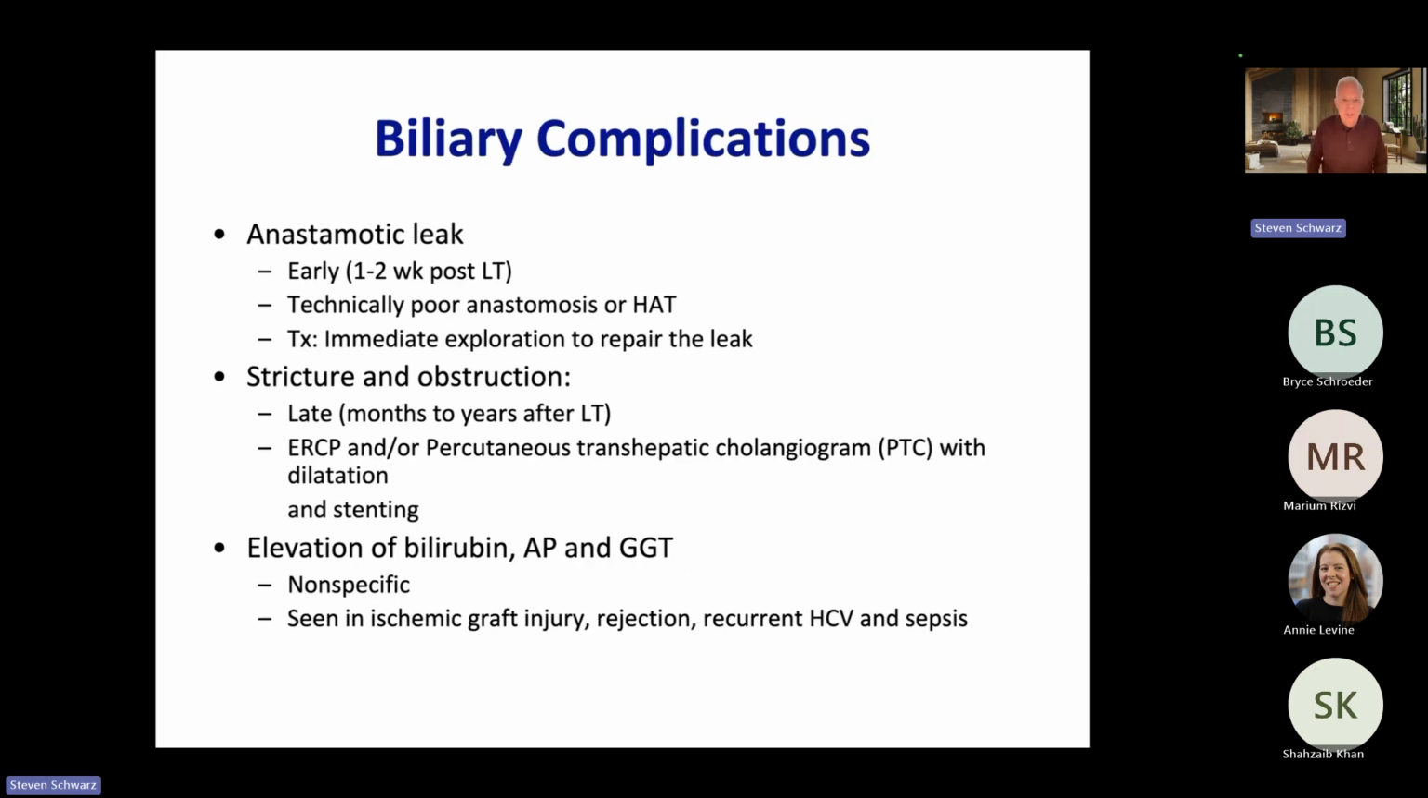Biliary complications, anastomotic leak, again, this can be related to a surgical problem or related to a poor anastomosis or hepatic artery thrombosis. And again, the treatment would be immediate exploration to repair the leak. The stricture or obstruction, again, would be most commonly related to hepatic artery thrombosis later in the postoperative period. Again, the evaluation by ERCP or PTC.